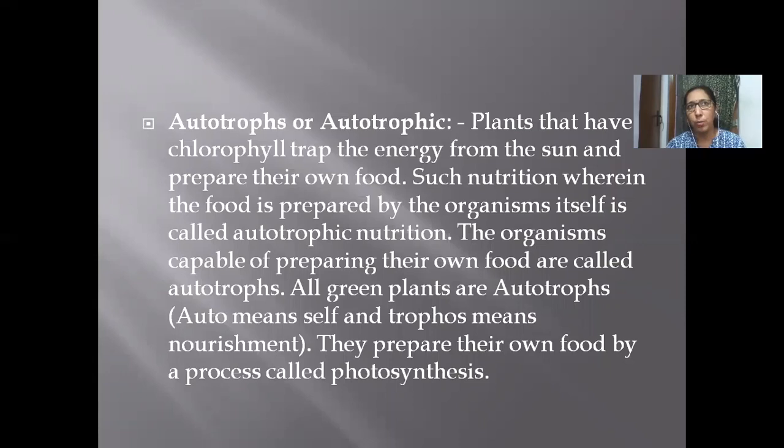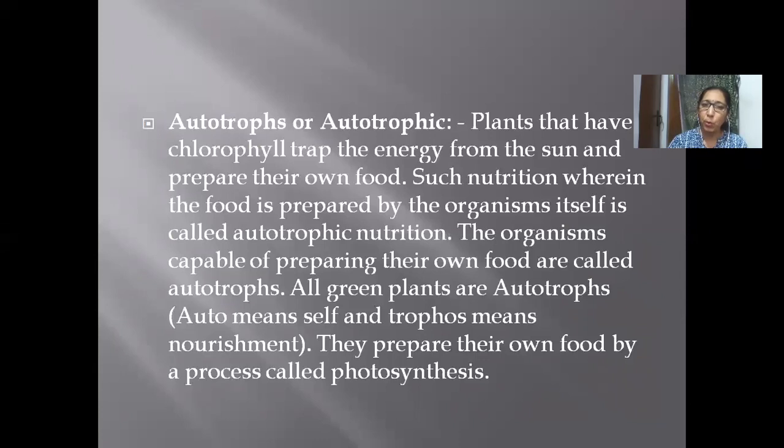Autotrophs. Auto means self, tropho means nourishment, self-nourishment. Plants that have chlorophyll trap the energy from the sun. Students, chlorophyll is a green pigment present in the leaves. So the color of the leaf is green. Who provides this green color to the leaves? That is the chlorophyll pigment. So this chlorophyll assists in the making of food in plants.